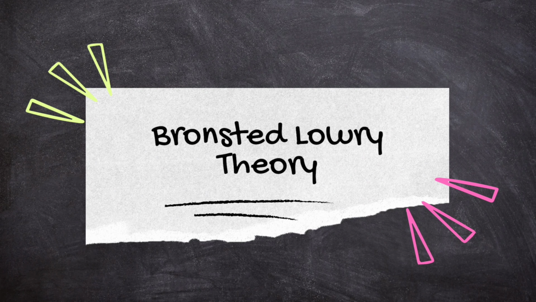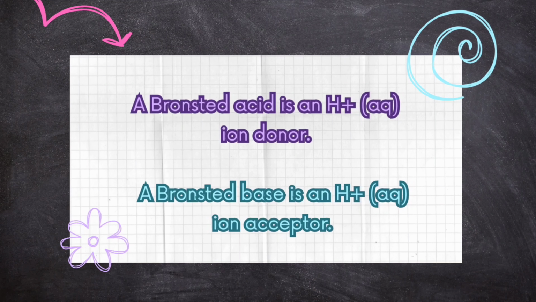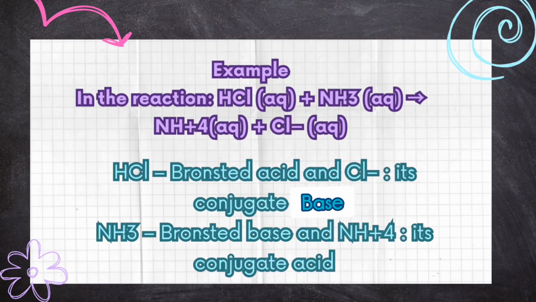Bronsted-Lowry theory. A Bronsted acid is a hydrogen ion donor. A Bronsted base is a hydrogen ion acceptor. Example: in the reaction, hydrochloric acid is the Bronsted acid and the chloride ion is its conjugate base. Ammonia is the Bronsted base and the ammonium ion is its conjugate acid.